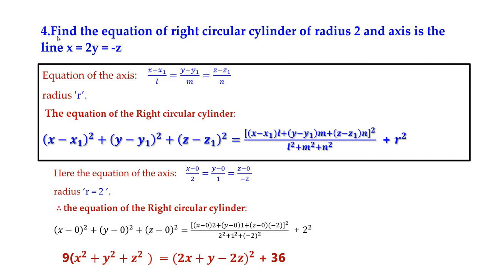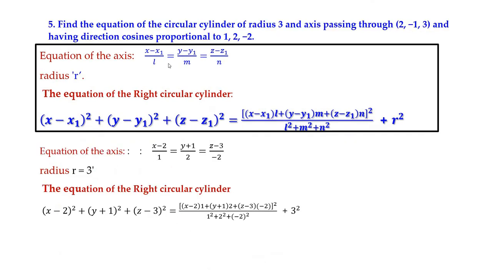Now this problem in which we have the axis being given by this, in order to have it in this form, we are going to divide throughout by 2. So that this equation will now reduce to this form: x minus 0 by 2, y minus 0 by 1, z minus 0 by minus 2, and radius is given as 2. So make use of this formula, substituting 0, 0, 0 in the place of x1, y1, z1, and in the place of lmn we have 2, 1, minus 2. On simplification we have this.